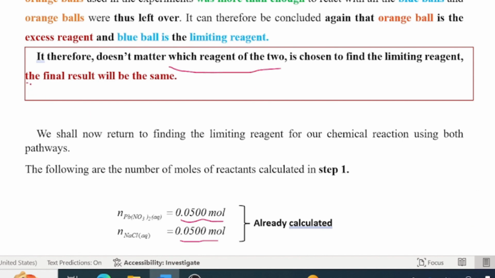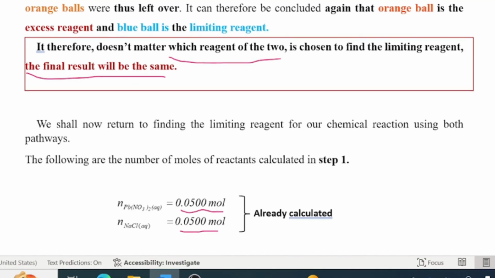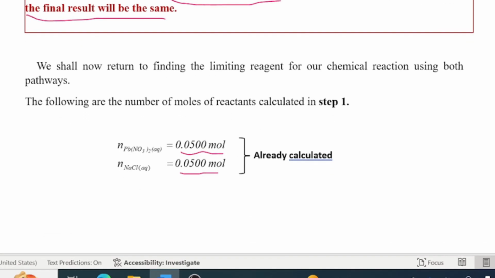The final result will all be the same. Everybody will conclude in this case that the blue balls are the limiting reagent. So go back to that problem now. If you go back to that problem with lead(II) nitrate and sodium chloride to find how much PbCl2 is formed, we already calculated these. We changed them to moles, okay? So go back to our equation now.